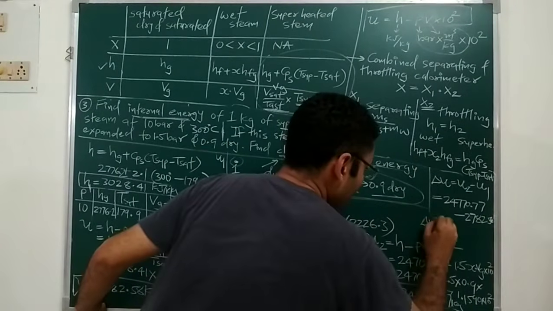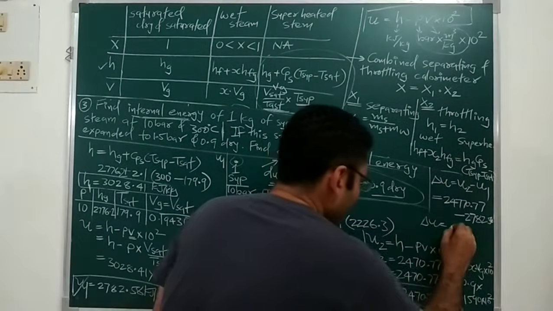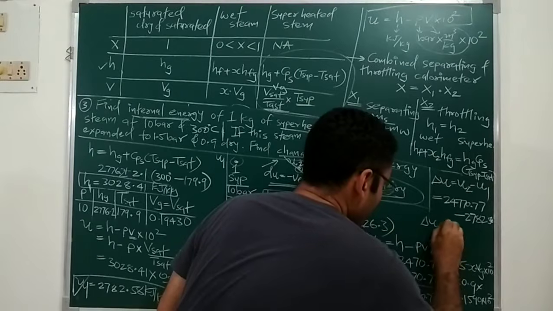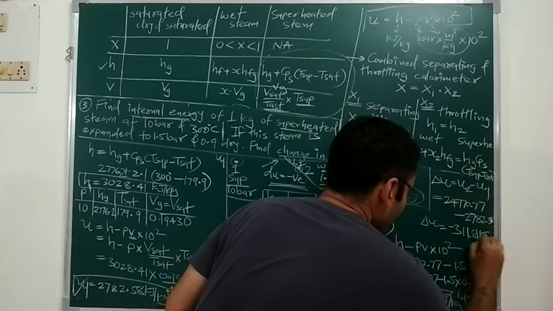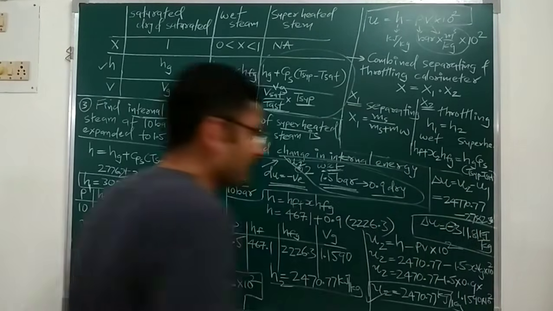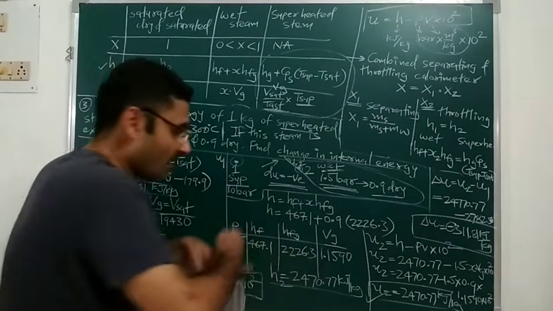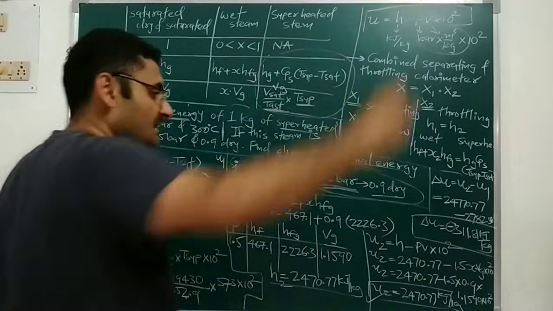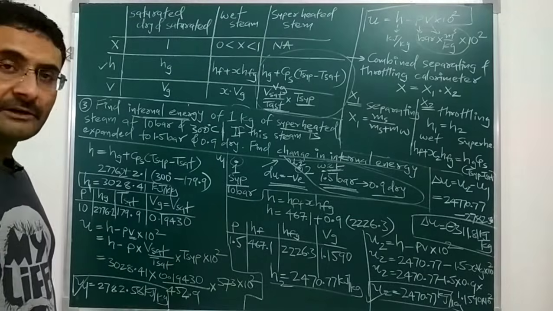So the delta U answer you will get is minus 311.81 kilojoule per kg. Over here your change in internal energy has a negative sign. Why negative sign? Because that steam is expanded. So what has happened? Internal energy is decreasing and heat is rejected. So that is a little bit complicated example. I hope you have enjoyed it. You can understand this. Okay, very good.